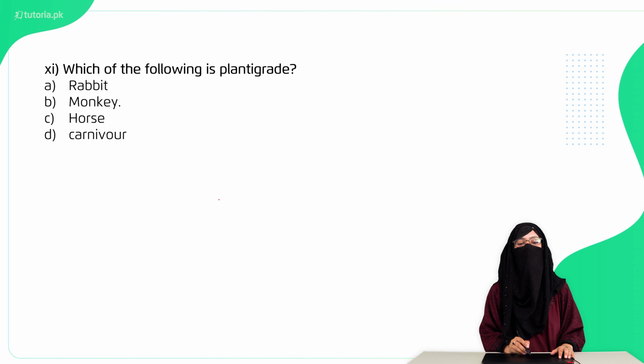Question 11 है, which of the following is the plantigrade? Option A rabbit, option B monkey, option C horse, option D carnivore. Planti means the one that move on their palm. तो इसका right option है option B monkey.